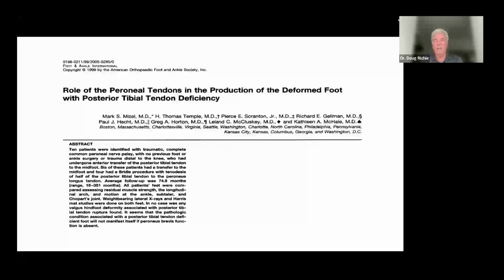We know that rupturing your posterior tibial tendon then allows the peroneals to set up a cascade of events that leads to adult acquired flat foot. But when patients have a common peroneal nerve injury or palsy that affects the peroneals as well as the dorsiflexors, they don't get a flat foot deformity when we transfer the posterior tibial tendon. So I guess that's one good part of having the combination of a deep peroneal and a common peroneal nerve palsy.